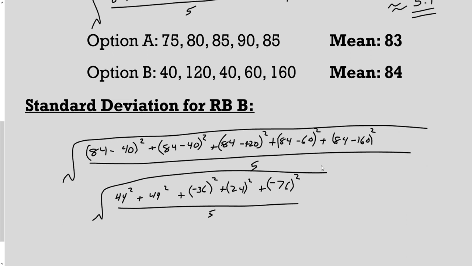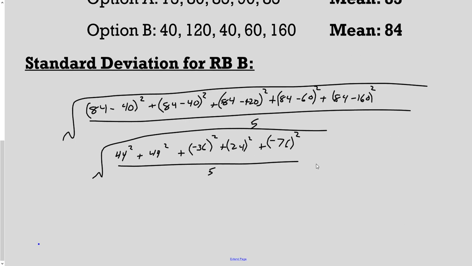If you want to be very careful, you could type all of this into the calculator all at once. I'm going to do it in steps. So I'm going to do 44 squared plus 44 squared plus 36 squared plus 24 squared plus negative 76 squared. I get 433. I can divide that by 5. And I have the square root of 86.6. So the square root of 86.6 is 9.31. So I'm just going to call it 9.3.